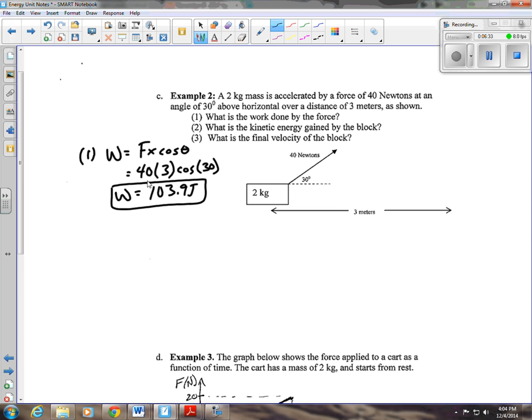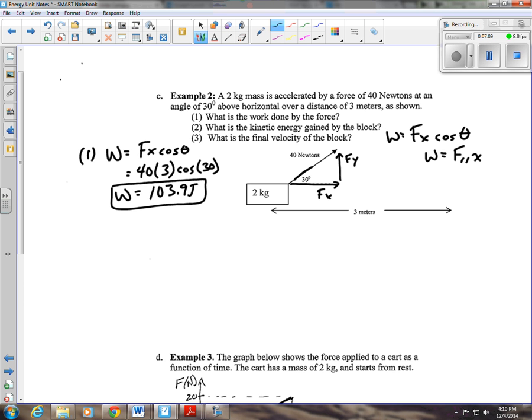I'm going to do a little aside here. Another way of looking at it, sometimes you'll see it written this way: work equals F x cosine theta. It can also be written another way, they'll say that work equals the force parallel times x. And what does that mean? Well, this force of 40 newtons here has an x component and a y component. The x component is the one doing the work that's making it move the 3 meters.